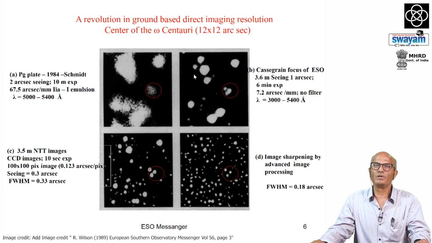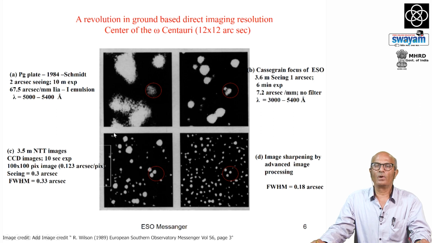But if you see the picture B, which is taken with better seeing, it is 1 arc second and 3.6 meter telescope. Because of better seeing, this one blob splits into a number of stars, and you can see the similar thing. So, we are able to detect faint objects in less exposure time, and here plate scale was 7.2 arc second per millimeter. So, here we have better angular resolution, and the wavelength range is also different.